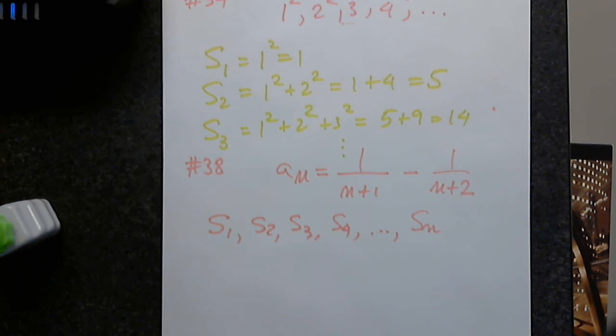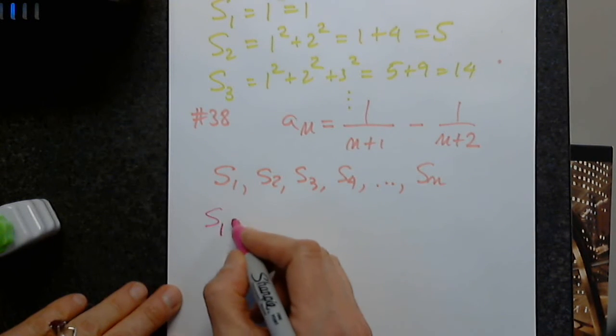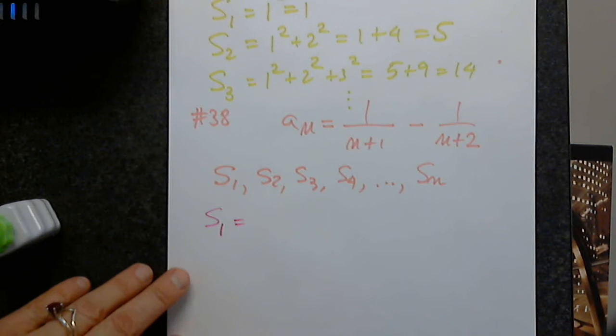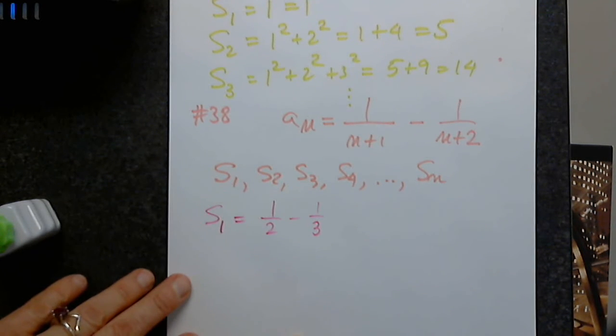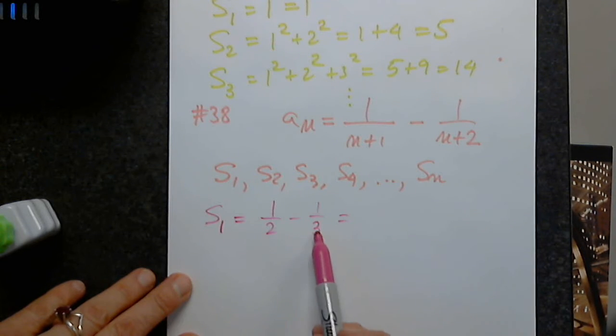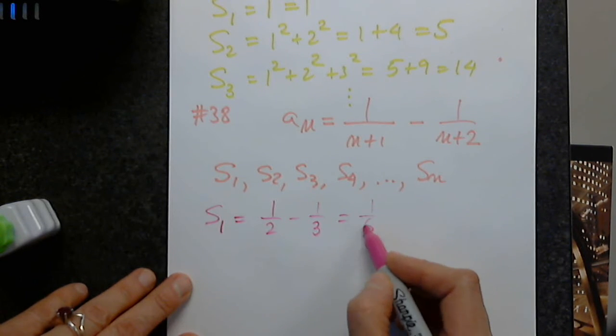Okay? So, S1 means n is 1. 1/2 minus 1/3. Since I need to find it, 3 minus 2, 1/6.